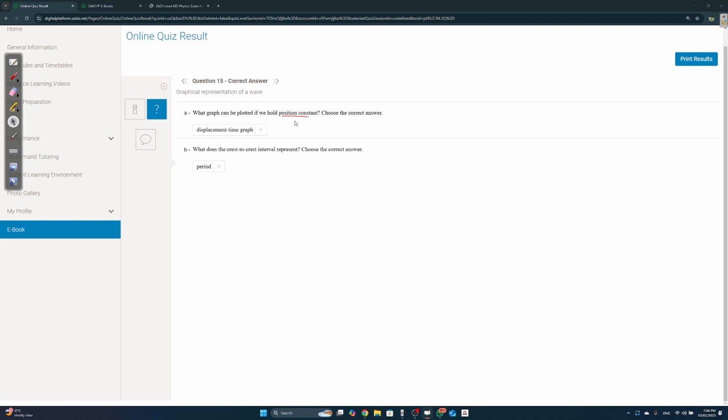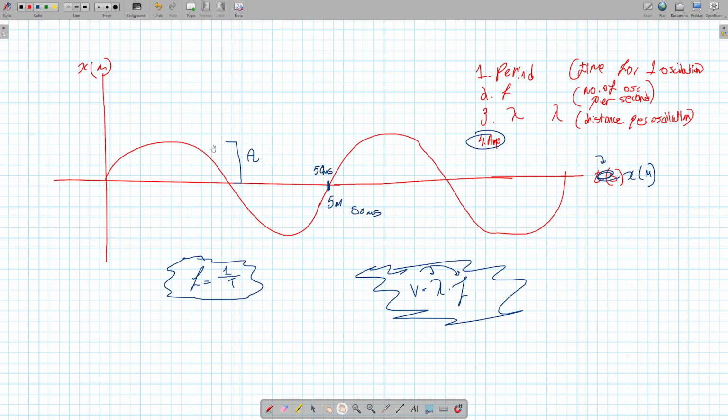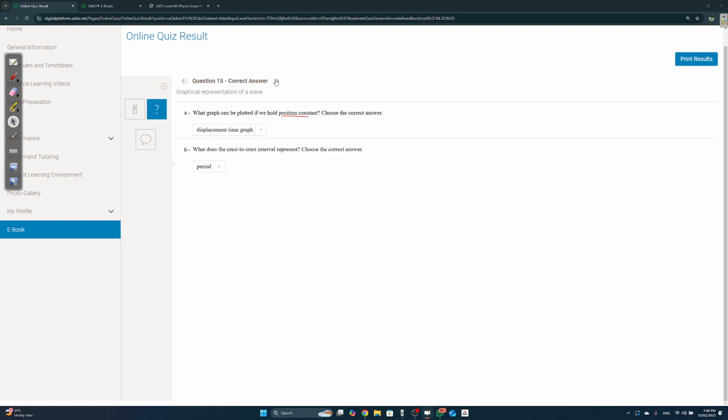If they held time constant, or if they're not considering time, you can't hold time constant. You're going to look at the displacement-distance graph. What does the crest to crest interval represent? In displacement-time, crest to crest, you're looking at what? Period. But if it was displacement-distance, what would it be? Wavelength, right? In displacement-time, the distance from crest to crest would be period. But if they change it to displacement-distance, it's going to be wavelength.